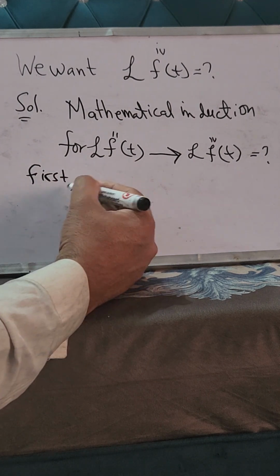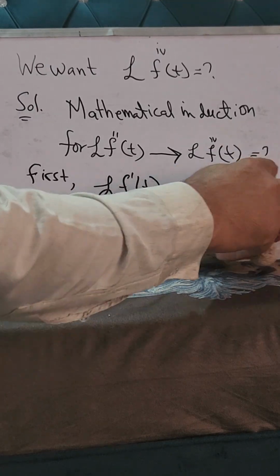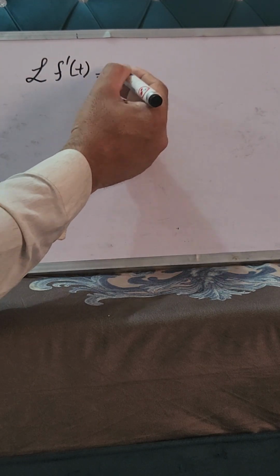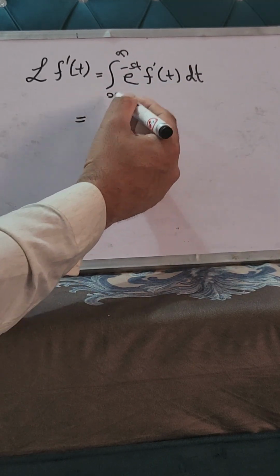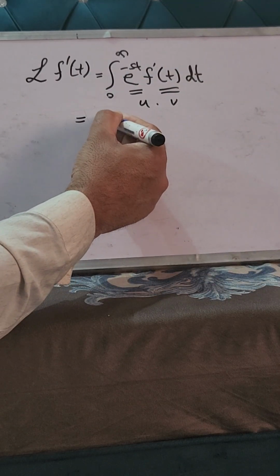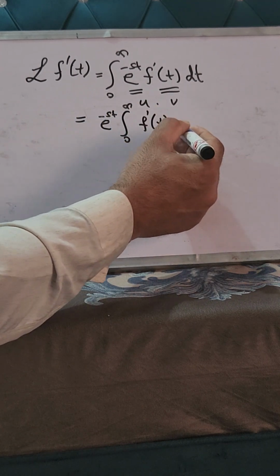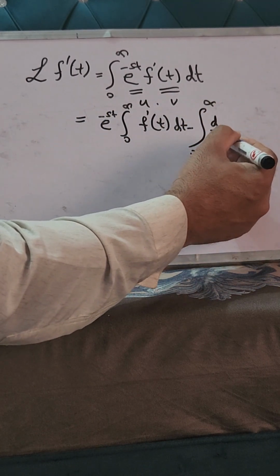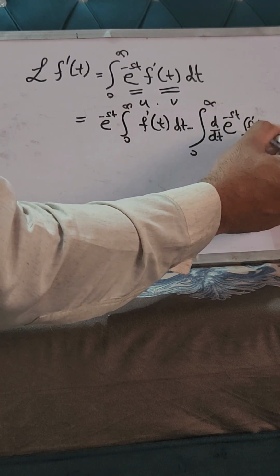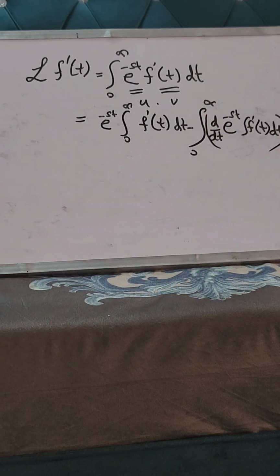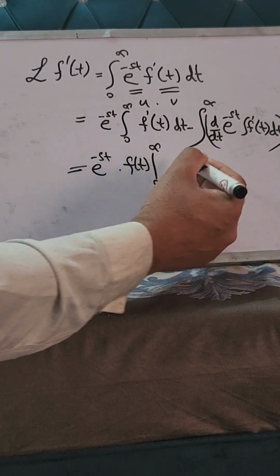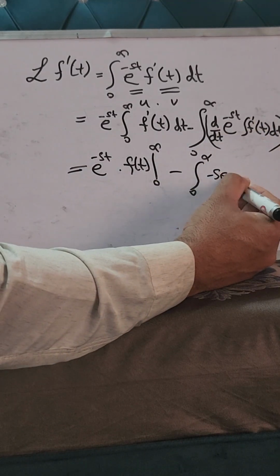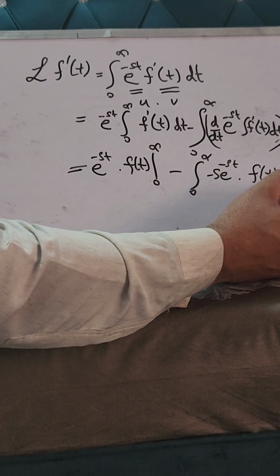So first, we find the Laplacian of the first derivative of f of t. By definition, this is the integral of e to the power minus st times f prime of t dt, which equals, using the u into v formula of integration, integration of f prime of t, which is f of t, with limits from 0 to infinity, minus the derivative of e to the power minus st, which is minus s into e to the power minus st. Integration of f prime of t is again f of t, and dt.